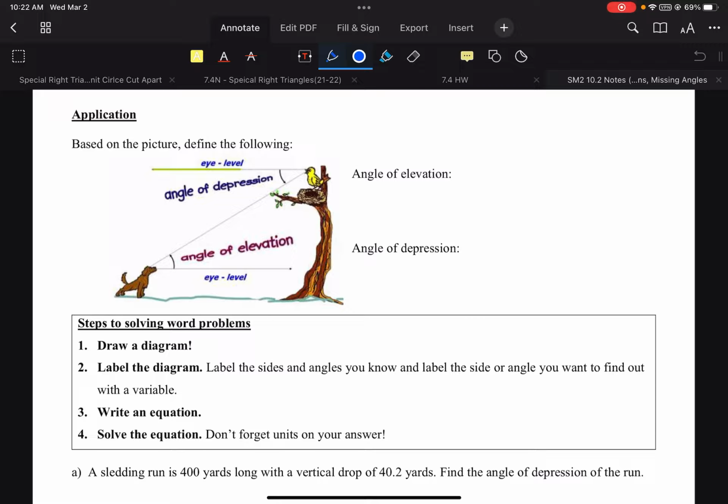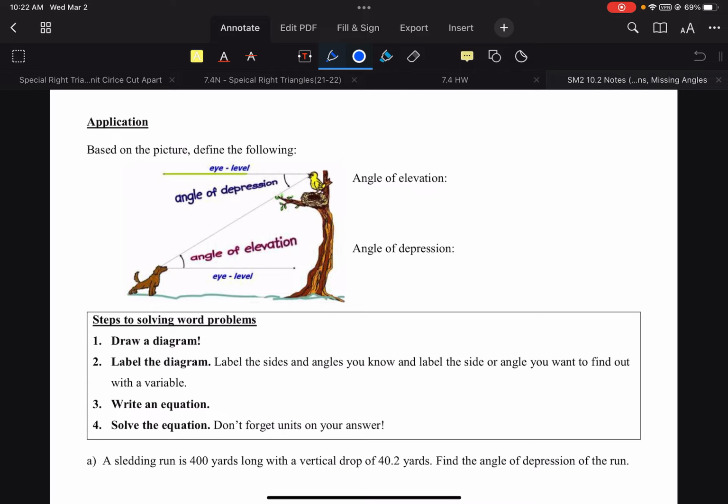This picture is just explaining what an angle of depression is and what an angle of elevation is. So an angle of elevation is when you, like this dog, if you were to look straight at the tree, that's kind of the bottom of the angle. But he's actually looking up at the bird. So that angle formed between where he'd be looking if he looked straight and then if he looked up, that's the angle of elevation. And then kind of a similar thing with this bird up in the tree. If this bird were to look straight and then shift its gaze to look down at the dog, that would be an angle of depression.